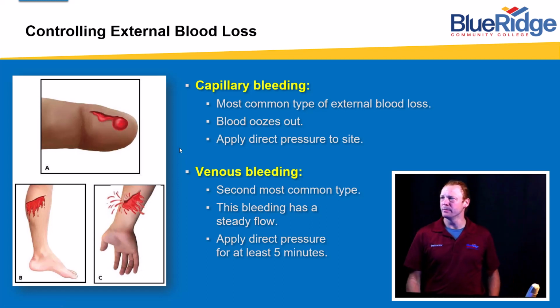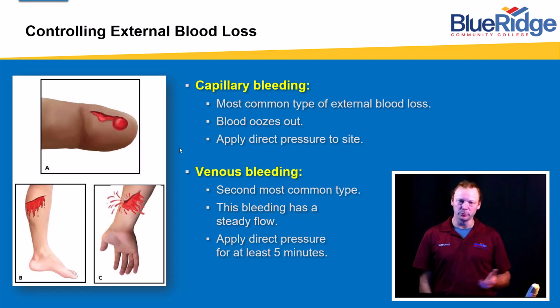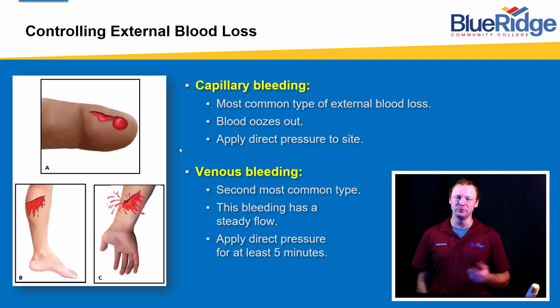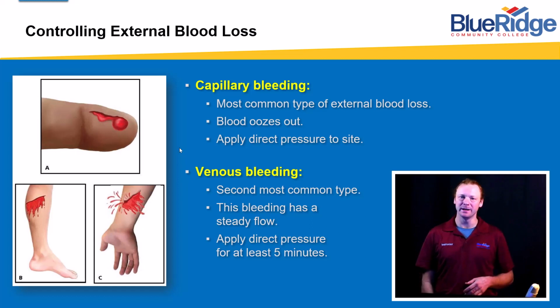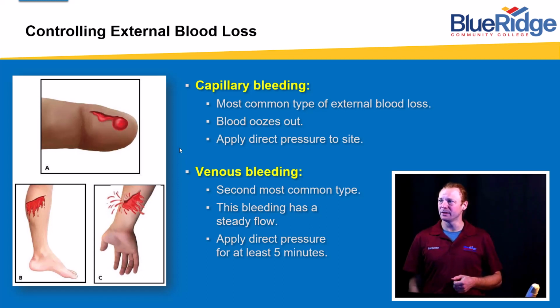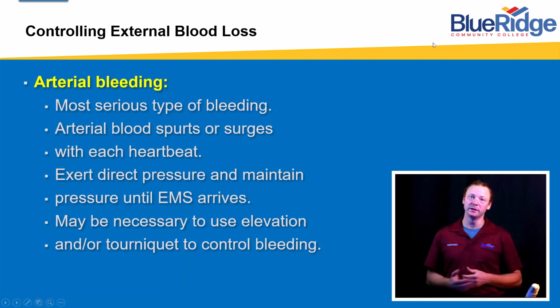Capillary bleeding is the most common type of external blood loss. Most of us do this to ourselves multiple times a week, sometimes multiple times a day, depending on how much we are working with equipment outside or things of that nature. Venous bleeding is the second most common type. This bleeding has a steady flow and is easily controlled by direct pressure for at least 5 minutes. Sometimes even quicker, sometimes it takes a little bit longer depending on the size. And then we have arterial bleeding. This is the very serious bleeding that we need to manage immediately.